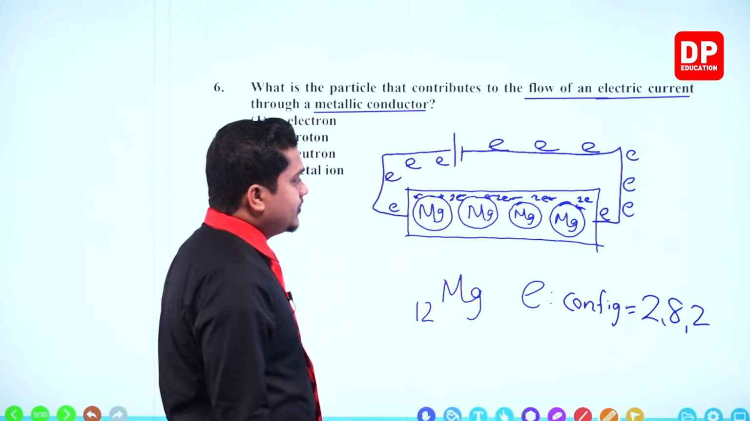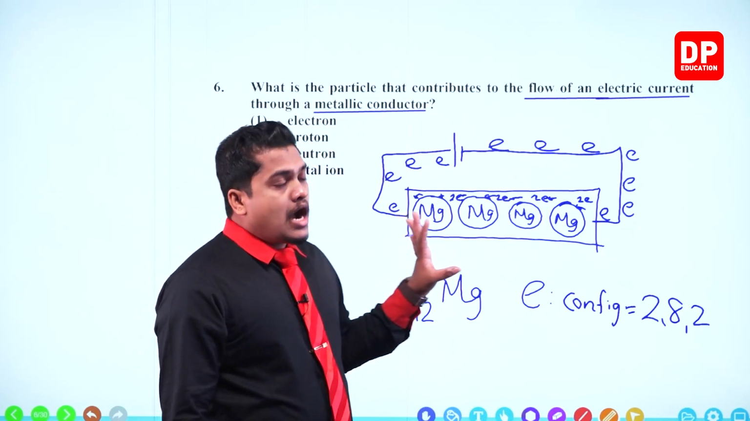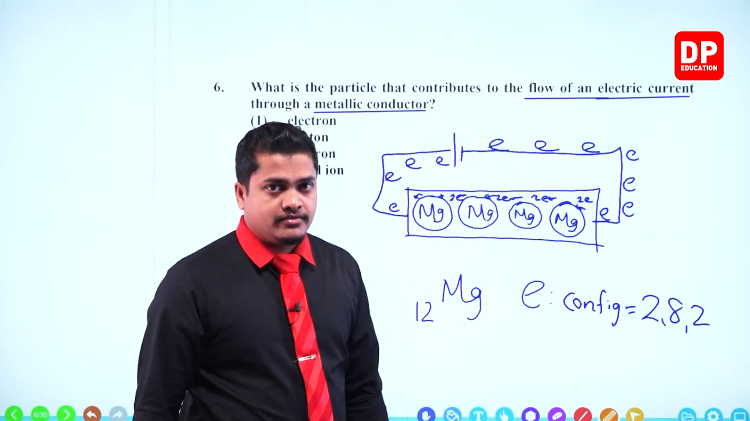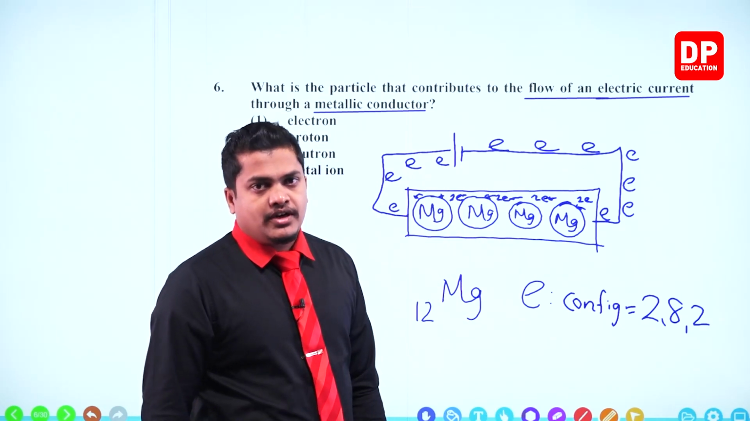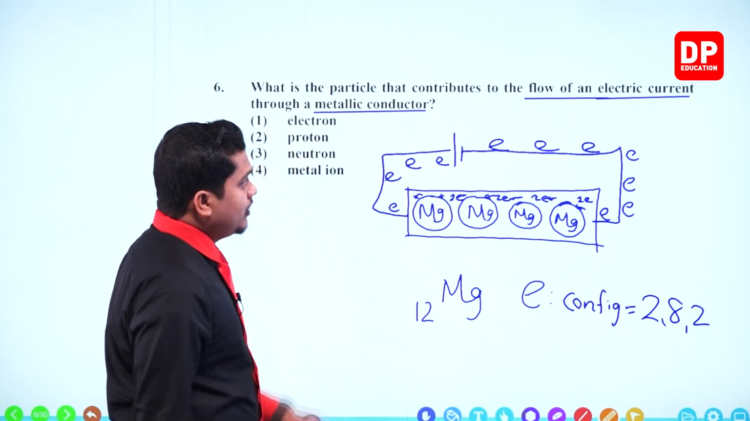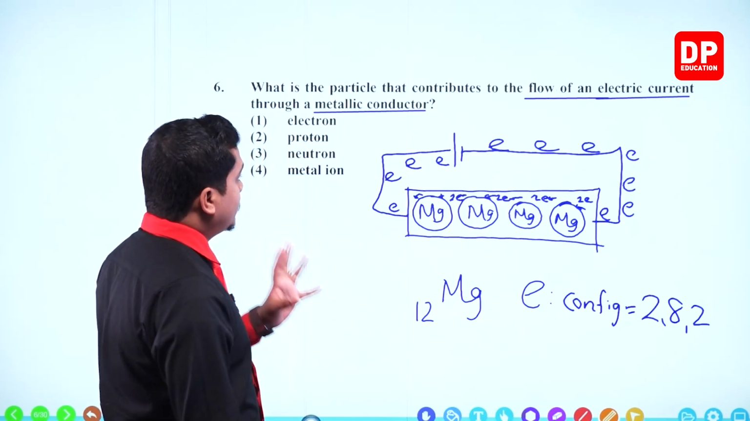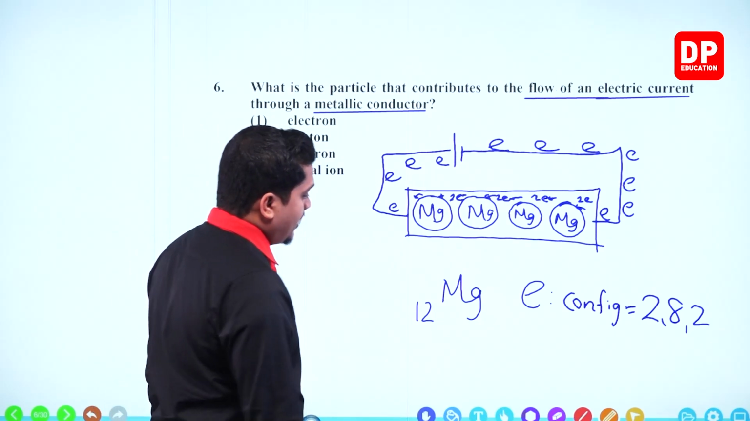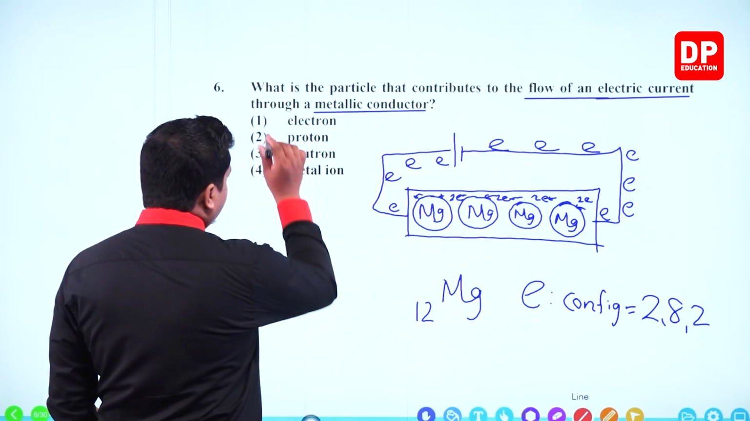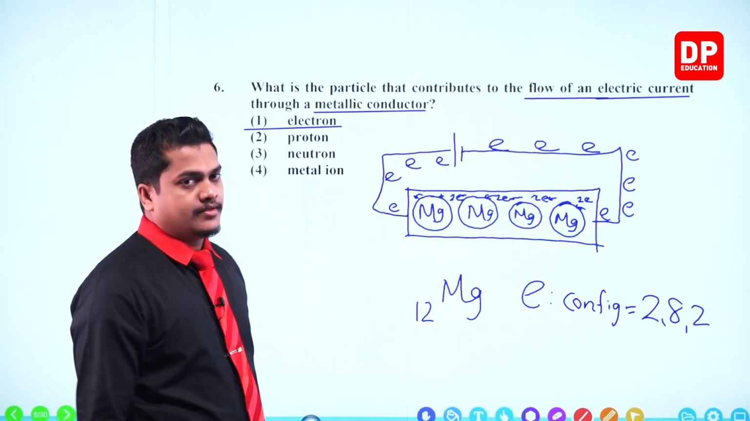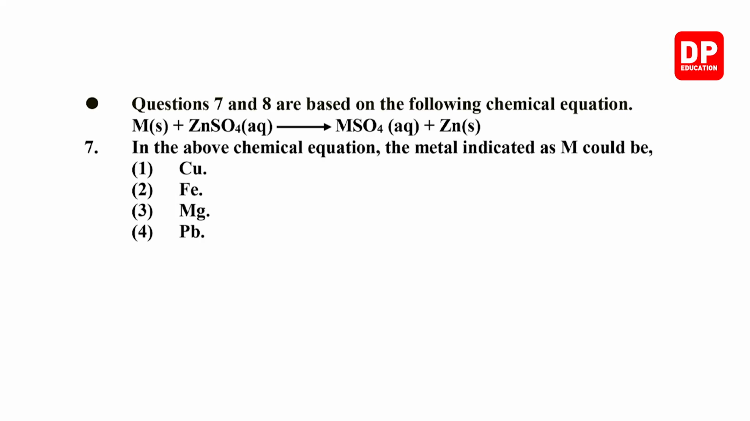So my dear children, the answer for this question should be what? The free moving electrons. Electrons are the ones which are helpful to flow an electric current through a metallic conductor. So our answer should be electrons. First one, electrons. Okay. Next one, question number 7.